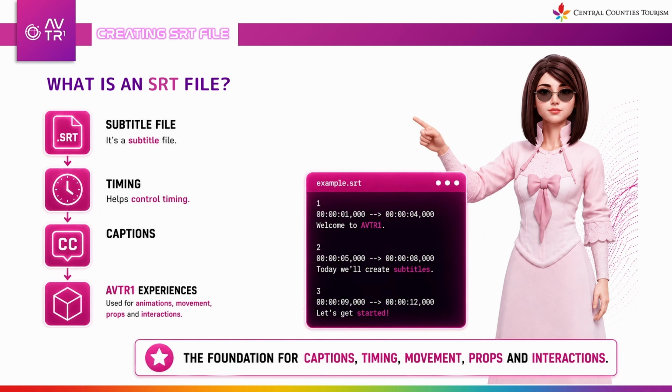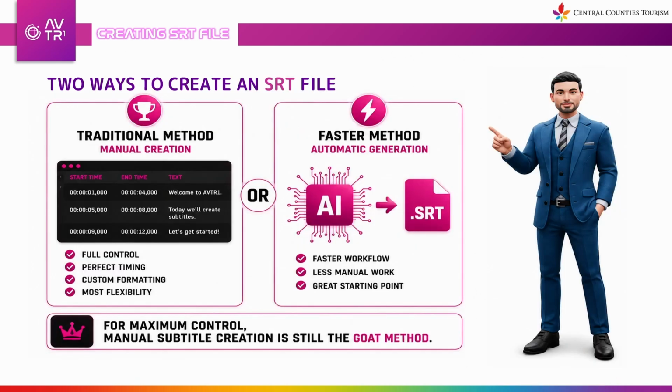So first, what exactly is an SRT file? The easiest way to think about it is this. It's a subtitle file. But inside AVTR1, it becomes much more powerful. It helps control timing, captions, and later on, we'll use it for animations, movement, props, and interactions. But today, we're simply creating the foundation.